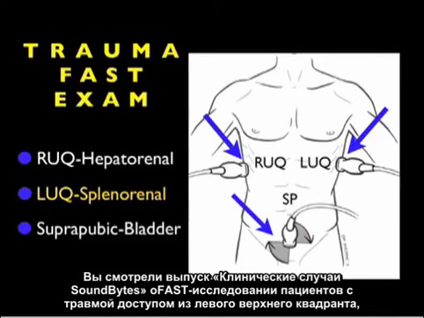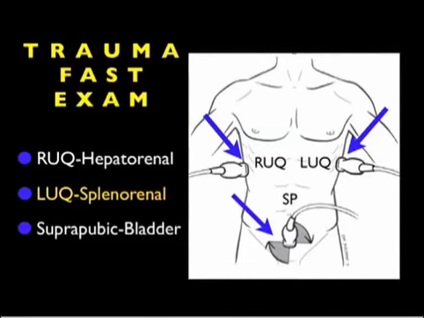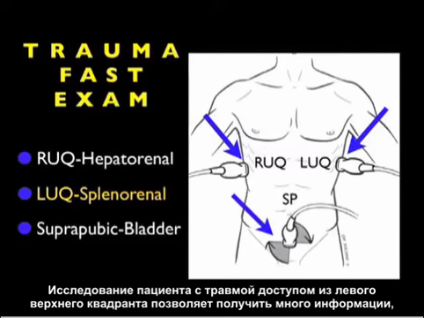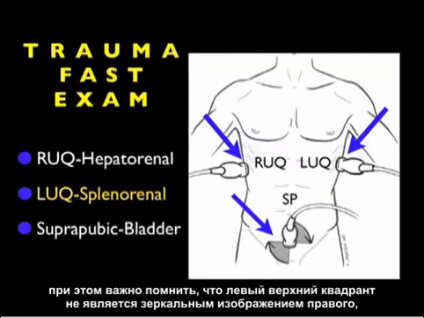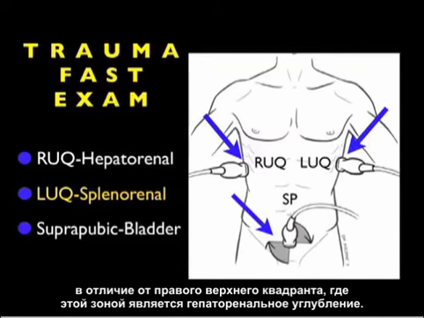So in conclusion, I'm glad I could share with you this Soundbites module going over the trauma FAST exam, specifically the left upper quadrant or perisplenic view. There's a great deal of information that we can gain by looking into the left upper quadrant in our trauma patients, and it's important to realize that the left upper quadrant is not a mirror view of the right upper quadrant, and that fluid will preferentially layer out in the area above the spleen and below the diaphragm, in contrast to the hepatorenal space on the right upper quadrant.